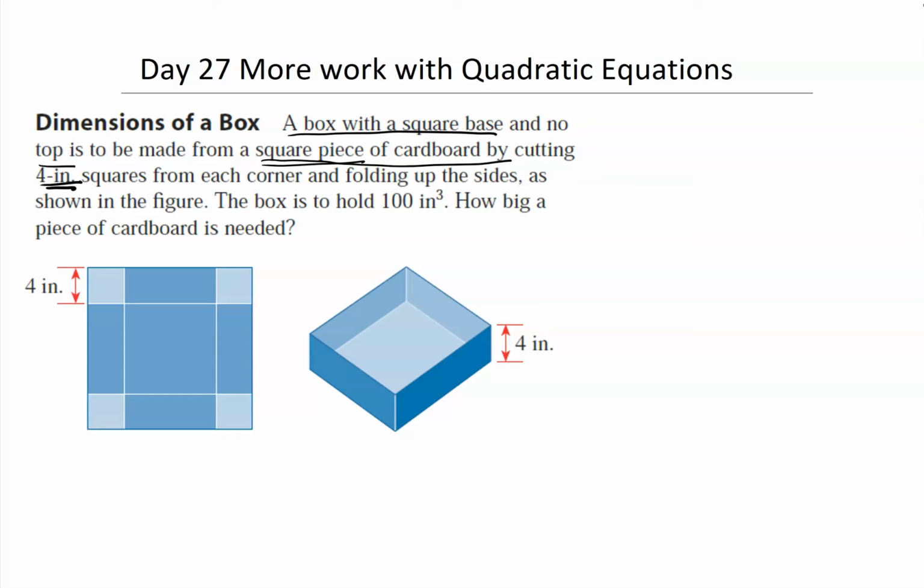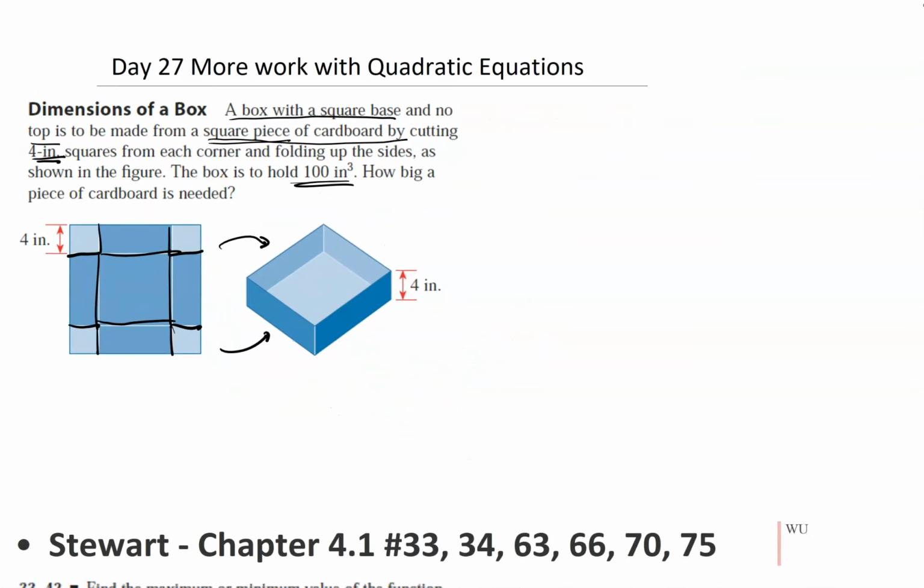Now, that square piece of cardboard is going to have 4-inch corners cut out of it. When we cut these 4 corners out of the flat piece of cardboard, then when we fold along these edges here, we can end up creating this 3-dimensional shape. Now, the final condition for this particular scenario is that the box itself has to hold 100 cubic inches, and we'd like to know what are the dimensions of the cardboard that are needed.